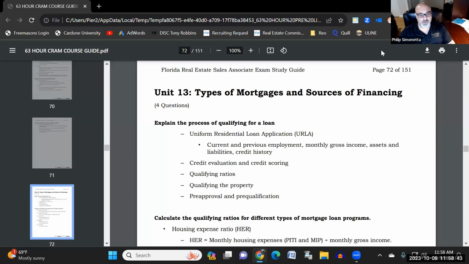Okay, now we're on unit 13, which is the types of mortgages and sources of financing. So we have 4% of the test on this for the state. You're going to have 4 questions out of 100. And the first thing you need to do in this section is to be able to explain the process of qualifying for a loan.